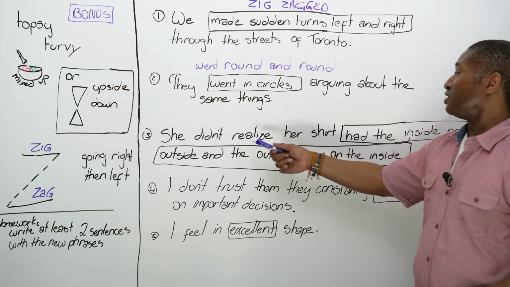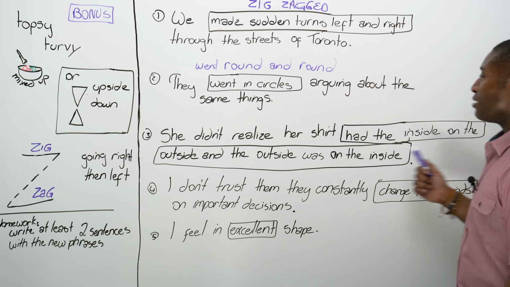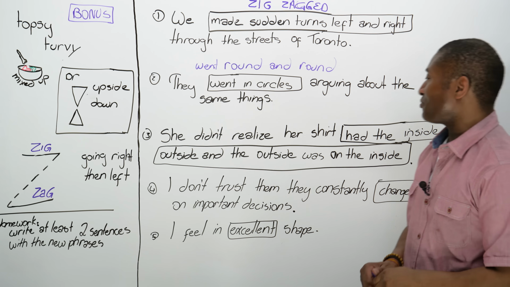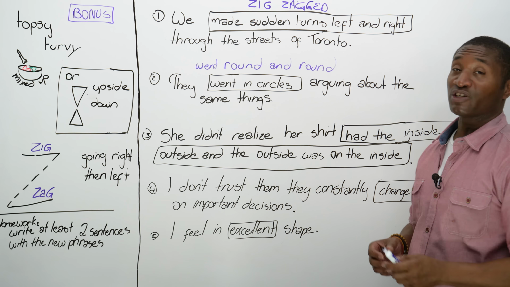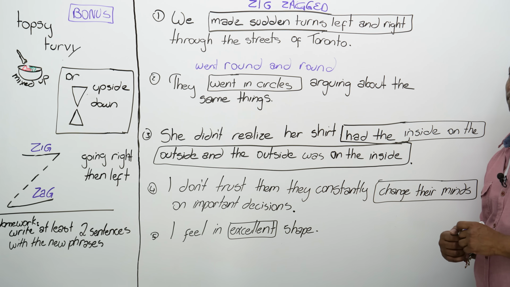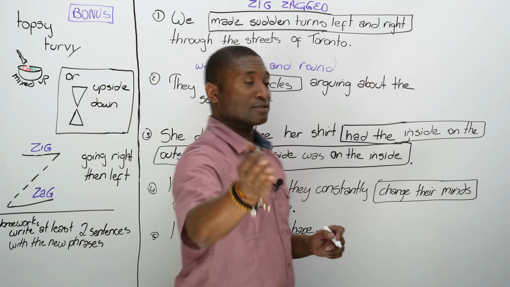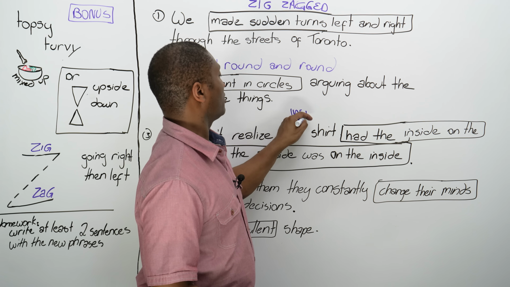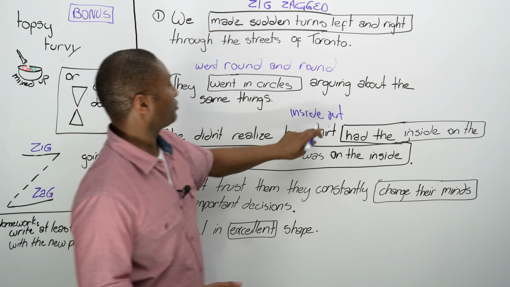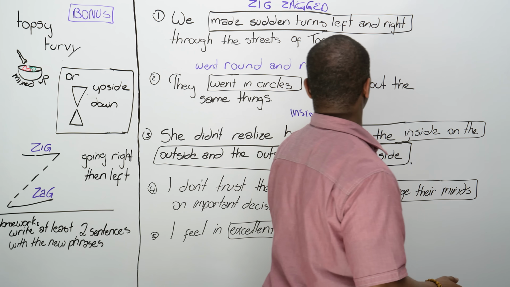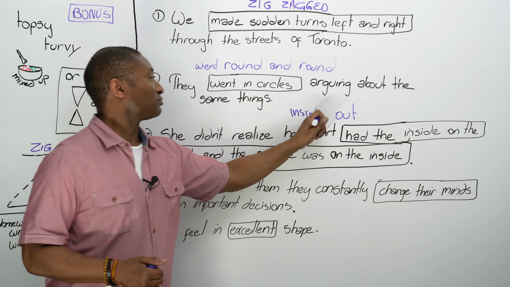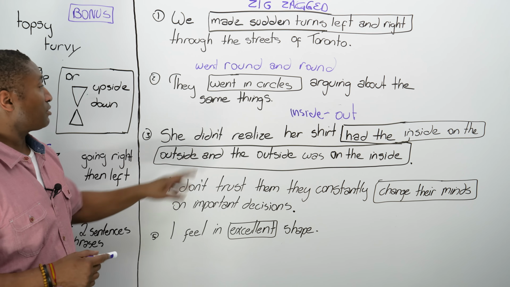I love this one. She didn't realize her shirt had the inside on the outside and the outside was on the inside. I just want to hang myself. I don't think I would ever say that because in English, I know the phrase is inside out. So much easier, right? So inside out. Okay. Her shirt was inside out. Done. Cool? Let's put a little hyphen there. Okay, so her shirt was inside out.